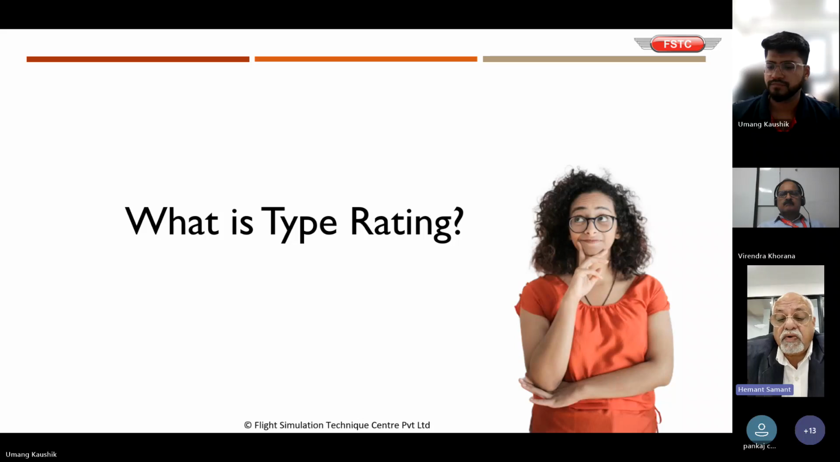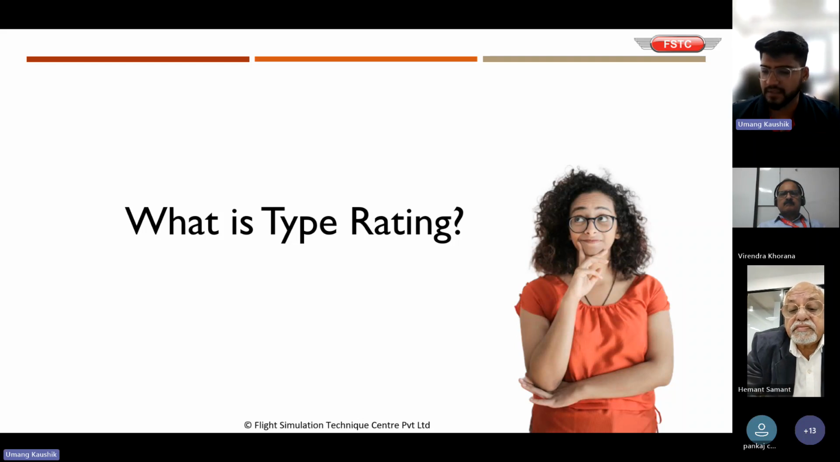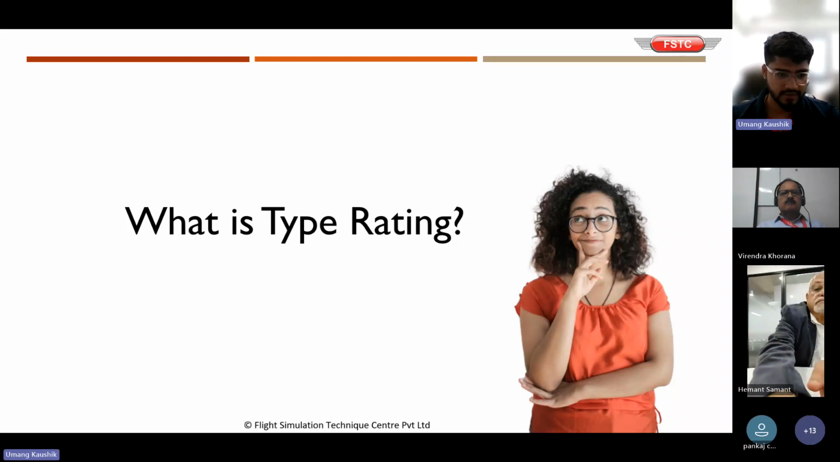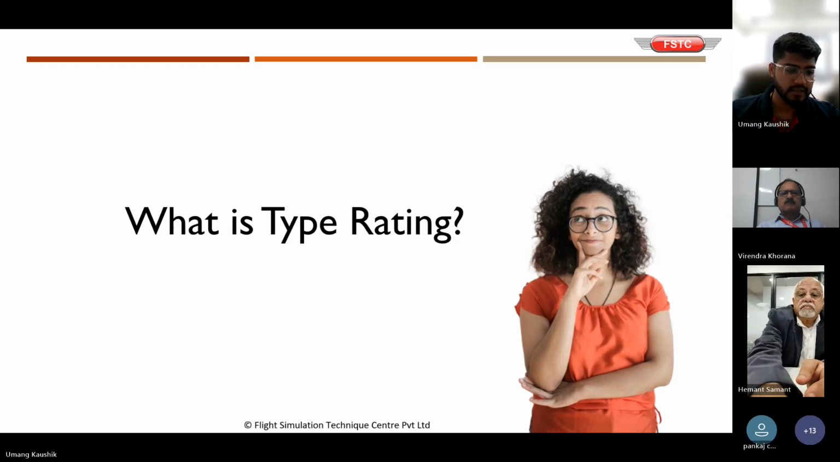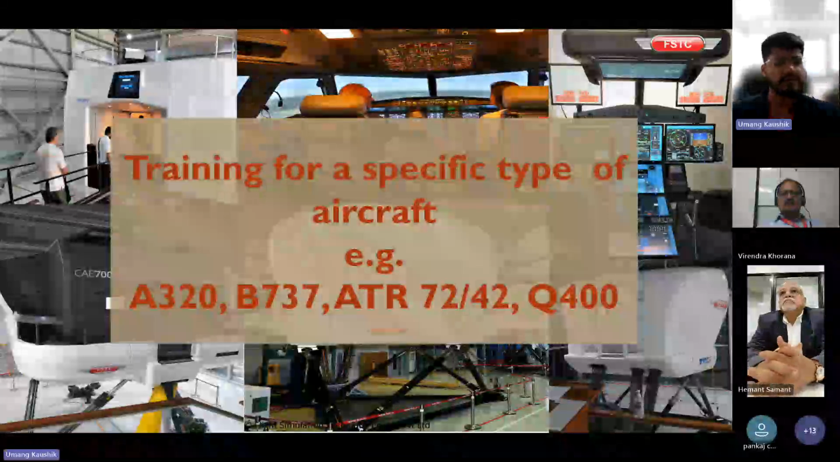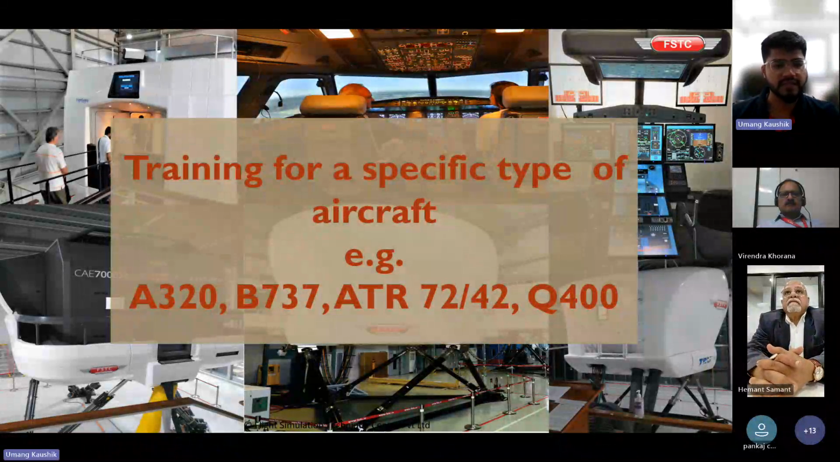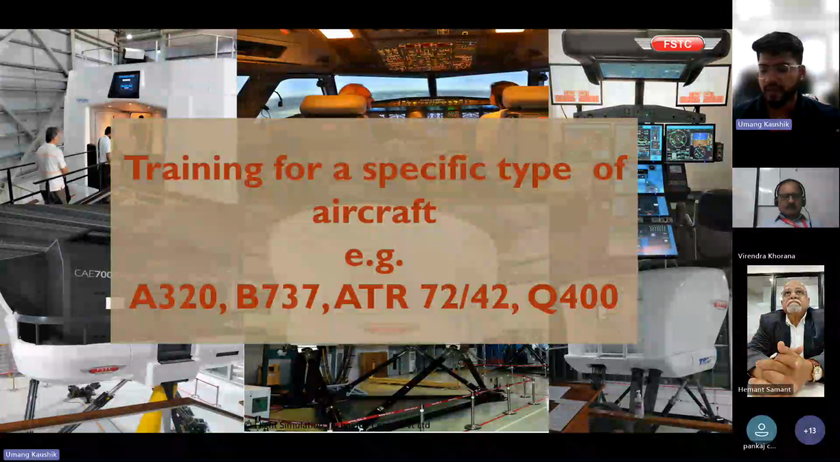So speak, volunteer. Arvind, type rating is specific for aircraft type. You are absolutely correct. So it's training on a specific type of aircraft. Right, guys? So, for example, A320, 737, ATR, Q400, these are just examples. There are a lot of aircraft in Indian aviation, and we will talk about them in just a moment.